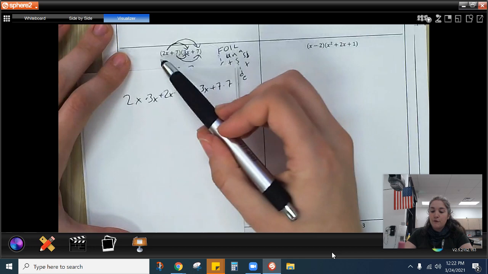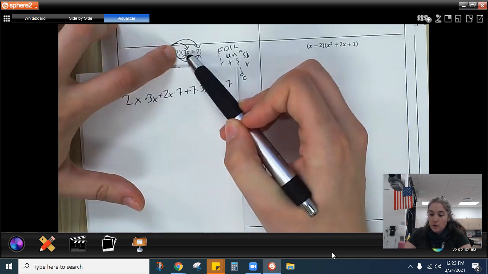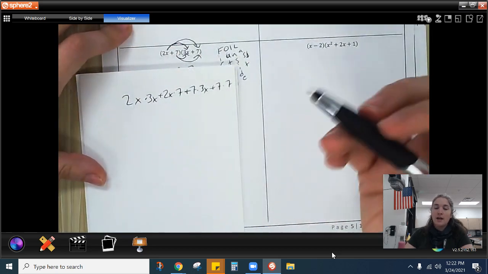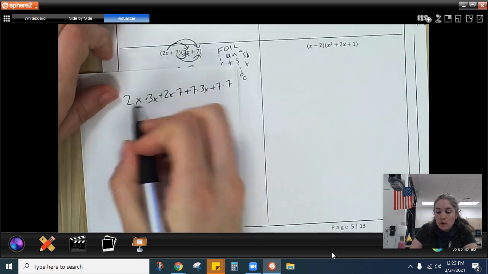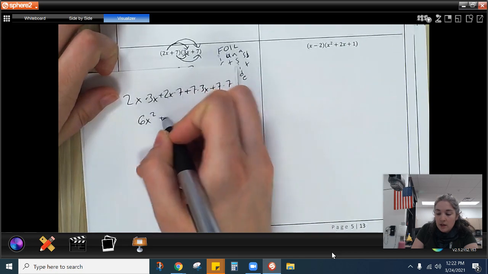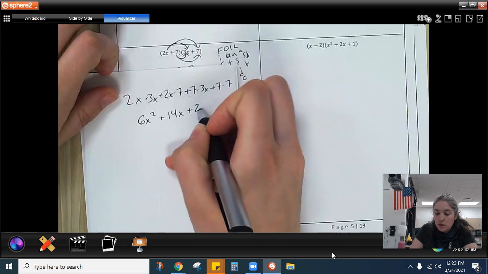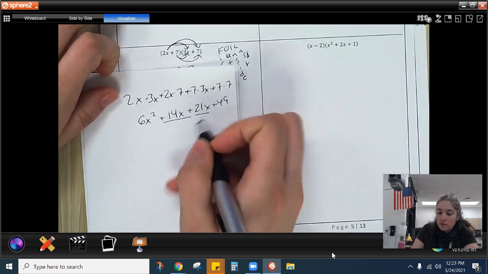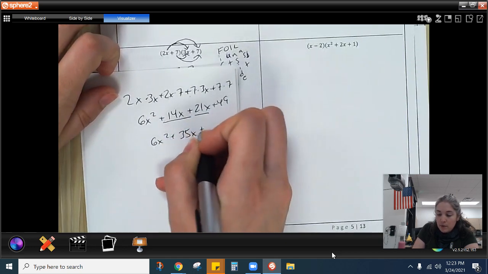So you see how I did the first ones, the outside ones, the inside ones, and then the last ones. That's kind of how it's supposed to go. It just makes sure, again, that you get all of them. So I have 4 terms that I should be ending with. Well, 2x times 3x is 6x squared. 2x times 7 is 14x. It's a positive. 7 times 3x is 21x. And then we get 49. And again, I've got my like terms here. So I get 6x squared plus 35x plus 49.